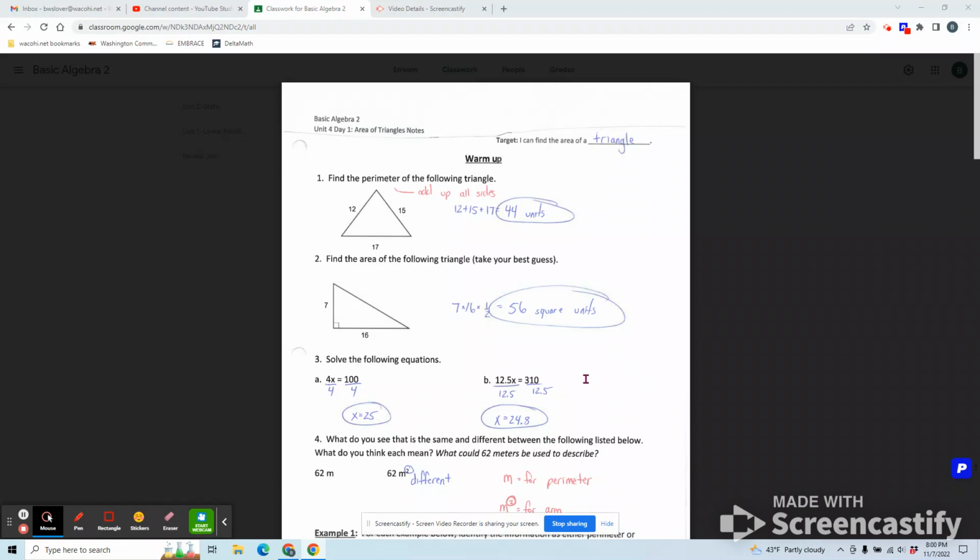Today we're going to talk about area of a triangle. And just to refresh your memory, a triangle is a figure that has three sides. So we're looking for a polygon that has three sides. That's what our focus is on today.